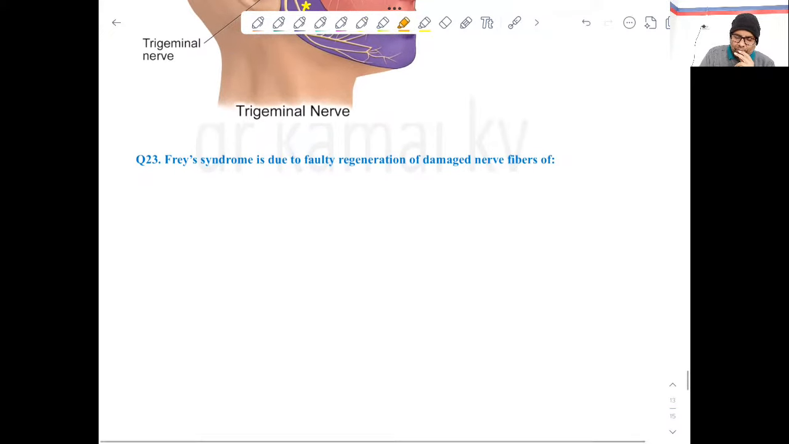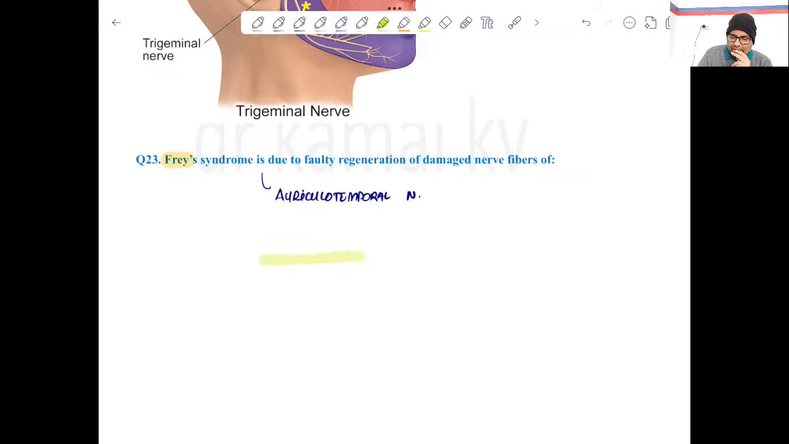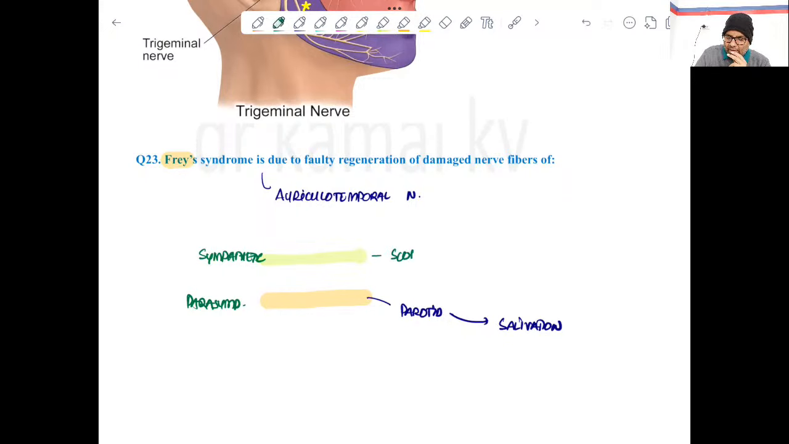Then moving forward to Frey's syndrome. Now here this is related to the auriculotemporal nerve, and here there are 2 fibers. One is sympathetic and another is parasympathetic. So sympathetic and parasympathetic, and parasympathetic goes to the parotid, and this results in salivation, and sympathetic actually goes to sweat glands, and this causes sweating. Now what happens when there is injury to this auriculotemporal nerve?